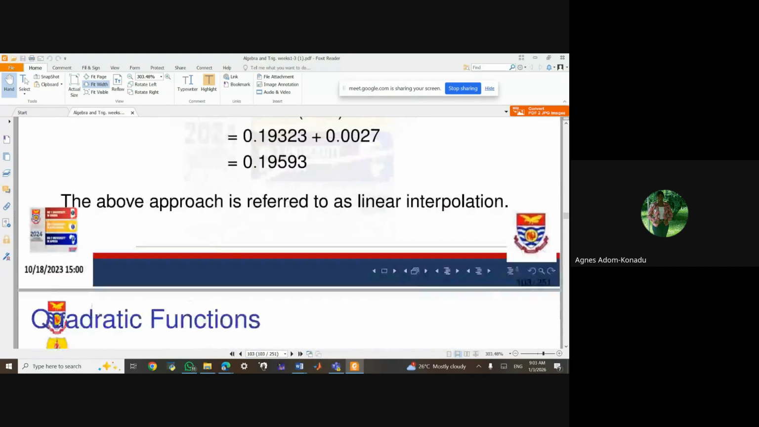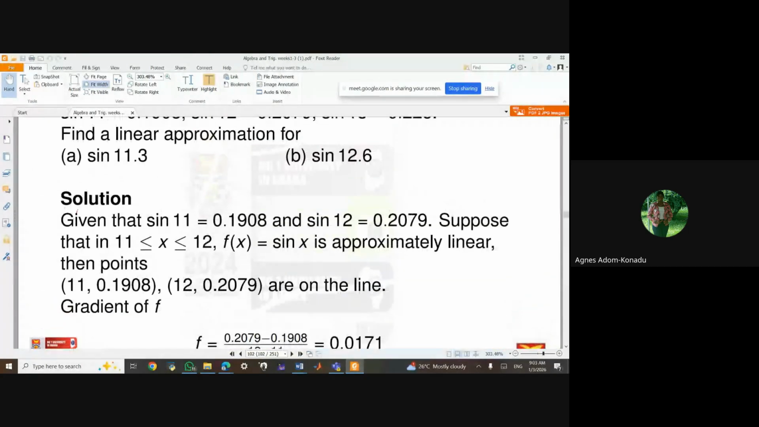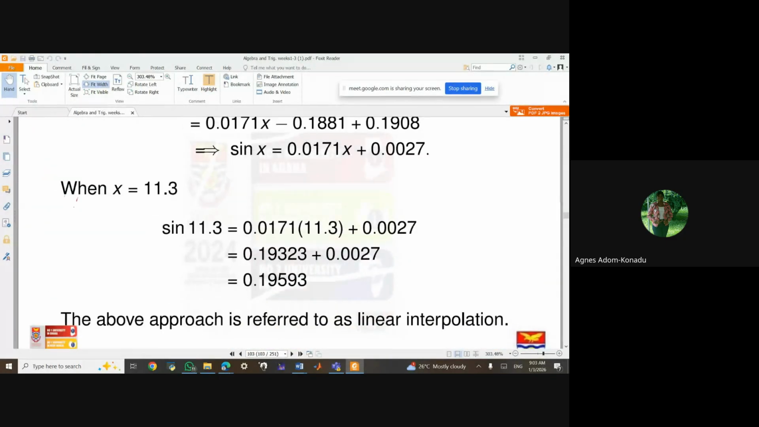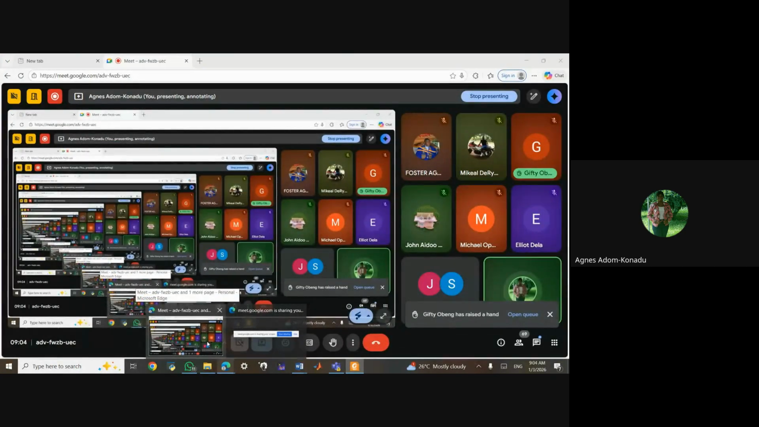So you can solve it for sine 12.8. You just substitute 12.8 in here, and you get the value. So we call it linear interpolation. Any question? I want to continue with quadratic functions. So we know characteristics of a polynomial function and others, and how to even find an equation of a linear curve.